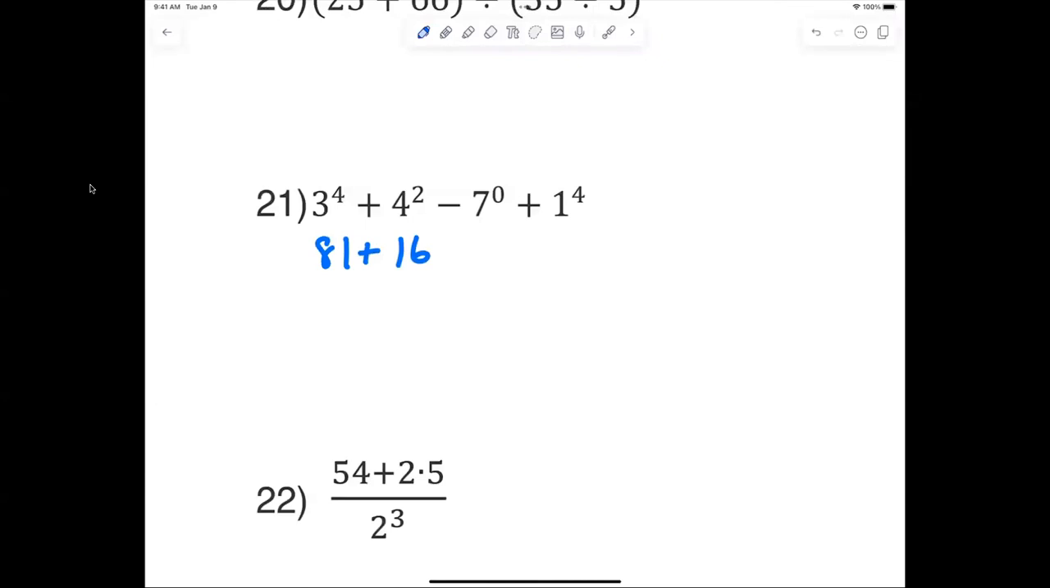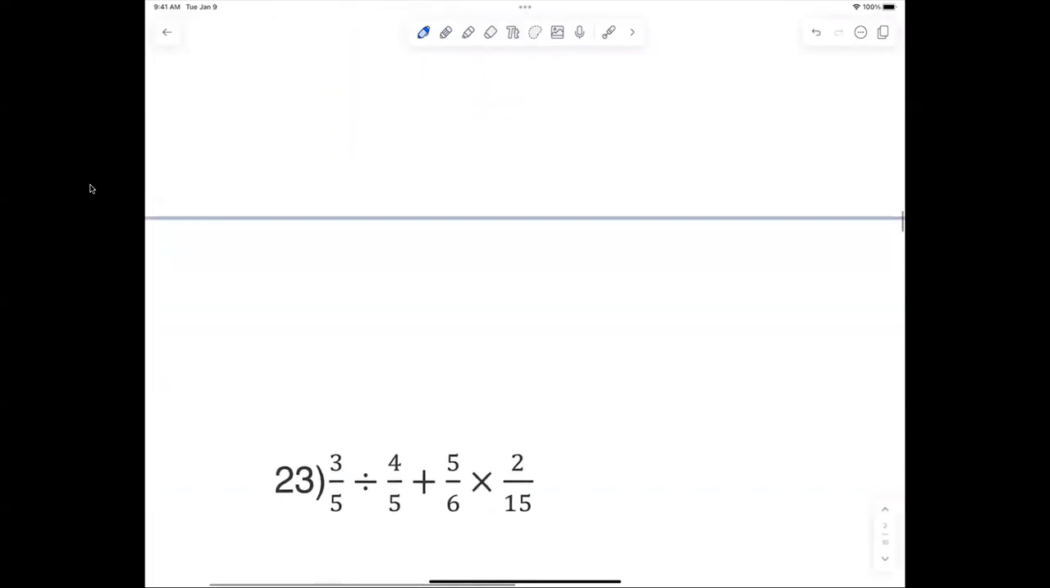Say it. 1. Anything to the 0 power is 1. What's 1 to the 4th power? 1, right? 1 times 1 times 1 times 1. And what happens to minus 1 and plus 1? Cancel out. Yes. So what's 81 plus 16? 97. All right, good work. 23.